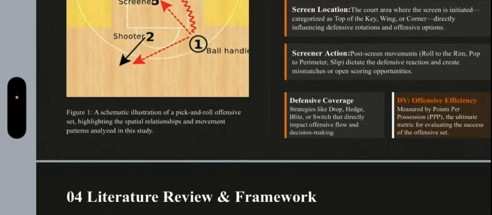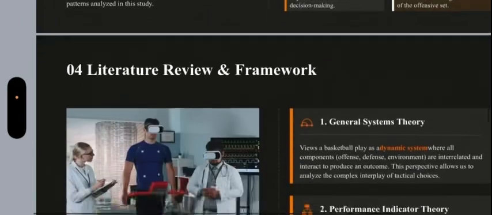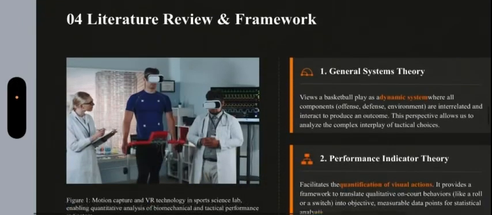First, general systems theory: each pick and roll is a dynamic interactive system. The final offensive result depends on the combination of all tactical elements rather than individual players. Second, performance indicator theory supports video notation, covering model data for statistical modeling. From the literature review, I found that few scholars have conducted predictive modeling based on FIBA Olympics data.